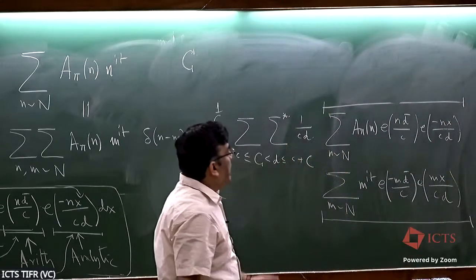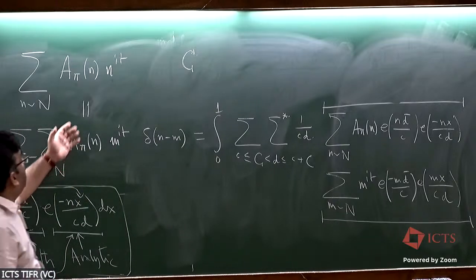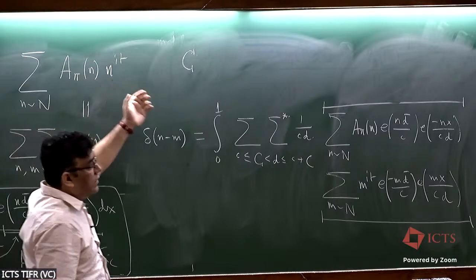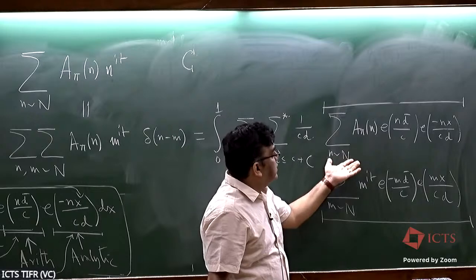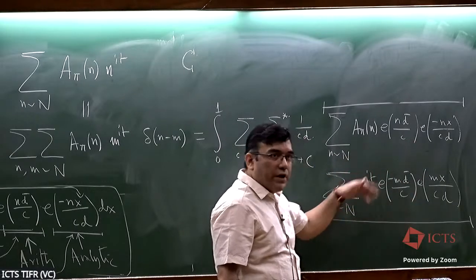All right, so what have I achieved using the circle method? I have separated the oscillation of a pi n from the oscillation of m to the power it. The oscillation of a pi n is in the n sum, and the oscillation of m to the power it is in the m sum. So they have been separated.